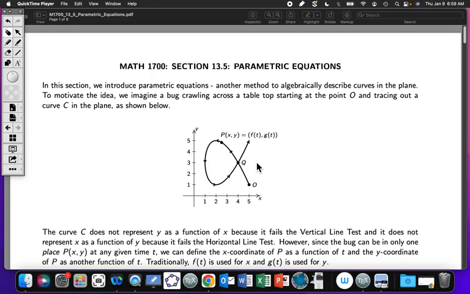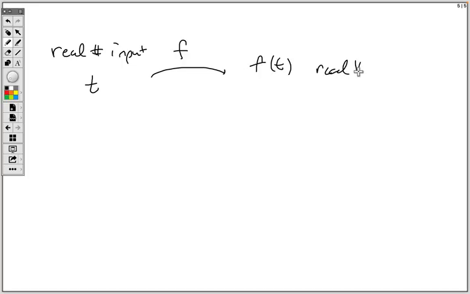Finish out the course here talking about parametric equations. You can think of parametric equations as generalizing the concept of function. So up till now, when we've been thinking about a function, we get a real number input, say t. We have some process f we associate with that real number t to get a real number output, f of t. And to be a function, each input is going to give only one output.